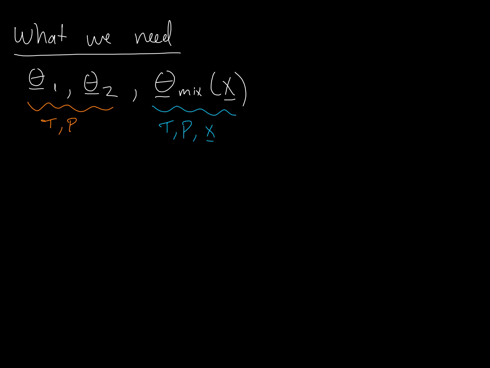Now, as a refresher on the definitions, the delta mixing we can write as the mixture's property minus the ideal mixture scenario.